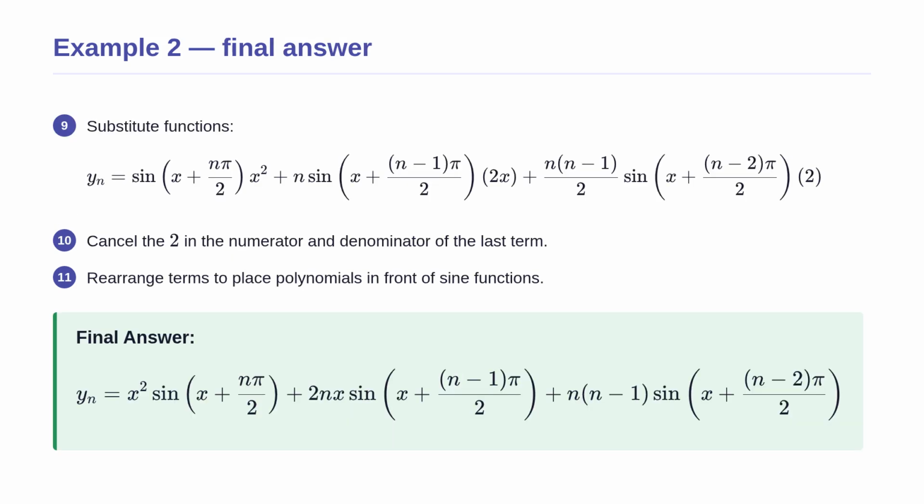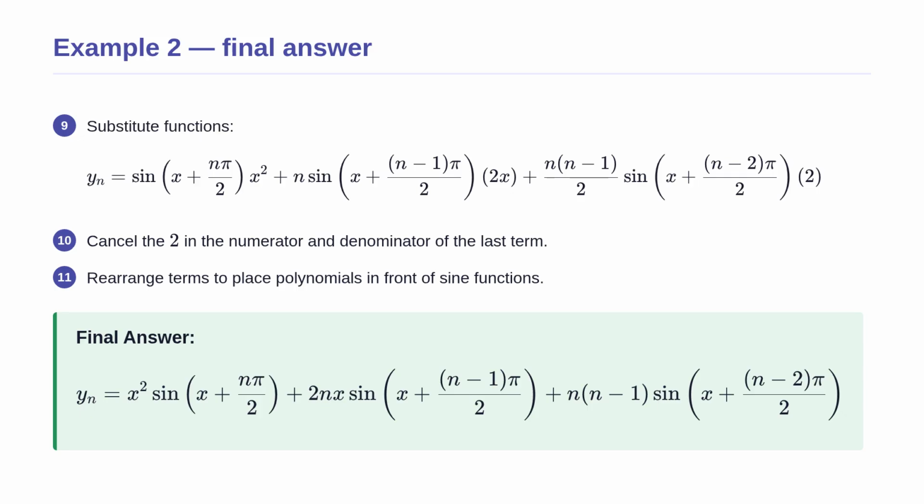Now that we have all our pieces, we substitute our specific functions and their derivatives into the formula. It looks long and intimidating, but it is just a direct replacement of the symbols. We carefully place the sine terms and the polynomial terms exactly where the theorem dictates. Now, we just need to clean up the algebra.